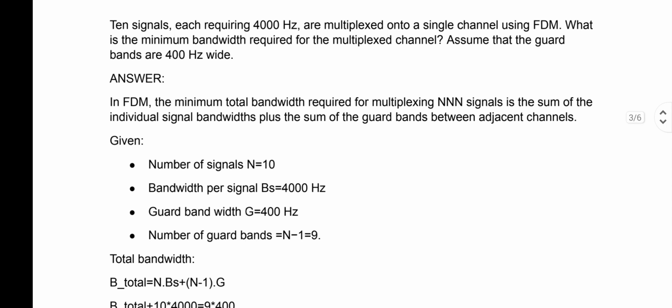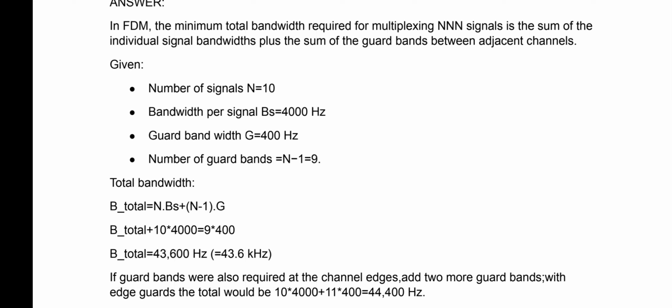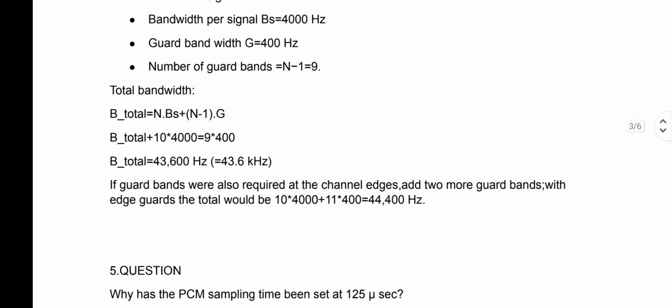Answer. In FDM, the minimum total bandwidth required for multiplexing n signals is the sum of individual signal bandwidths plus the sum of the guard bands between adjacent channels. Here, given the number of signals, bandwidth per signal, guard bandwidth, and number of guard bands. If guard bands were also required at the channel edges, add 2 more guard bands with edge guard. The total would be 10 x 4000 plus 11 x 400, that is 44,400 Hz.